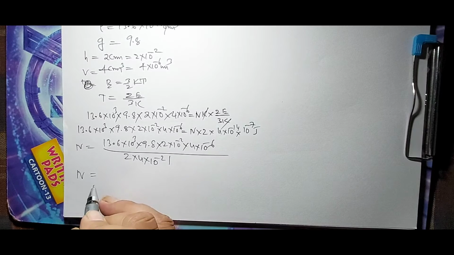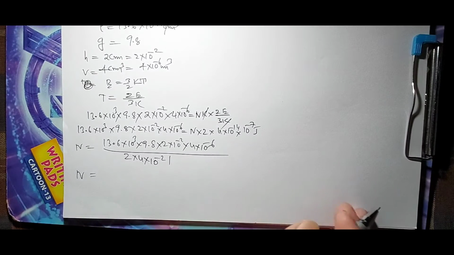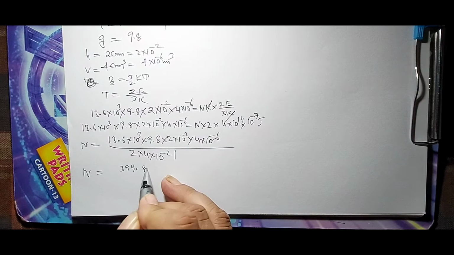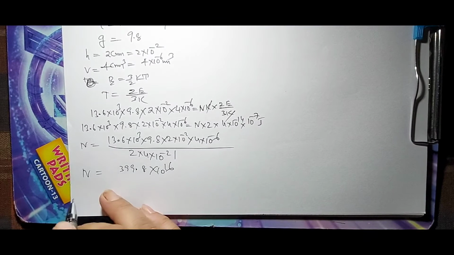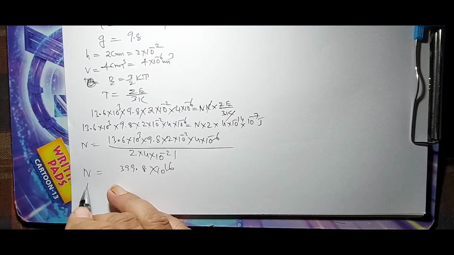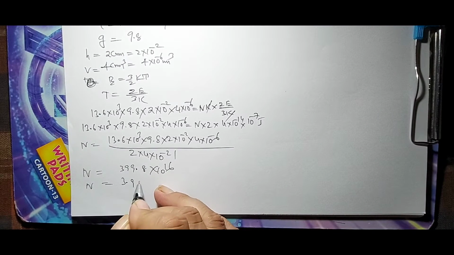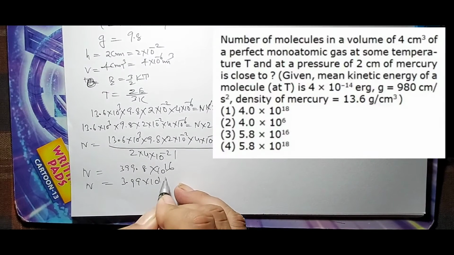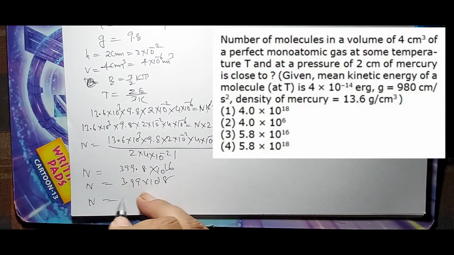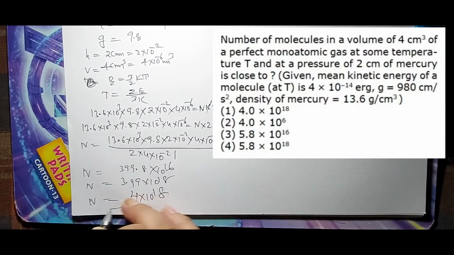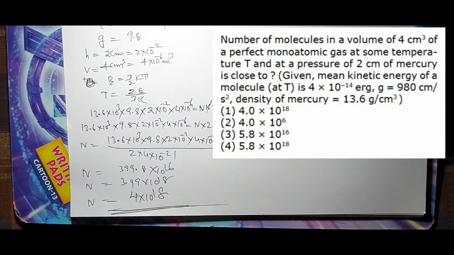So I solved it on my rough book. We get here 399.8 into 10 to the power of 16. That is equal to, here number of molecules is equal to 3.99 into 10 to the power of 18. So N is equal to 4 into 10 to the power of 18. Okay, this is our answer.